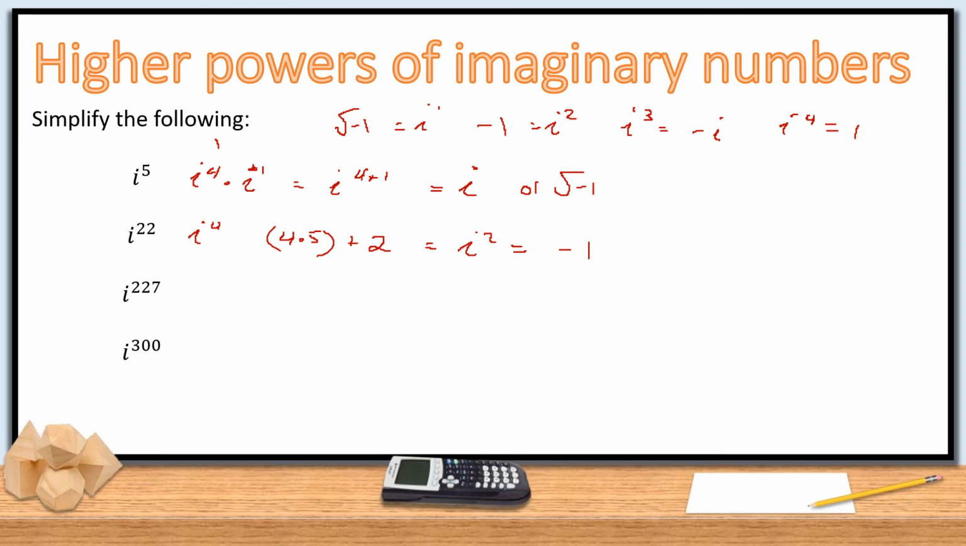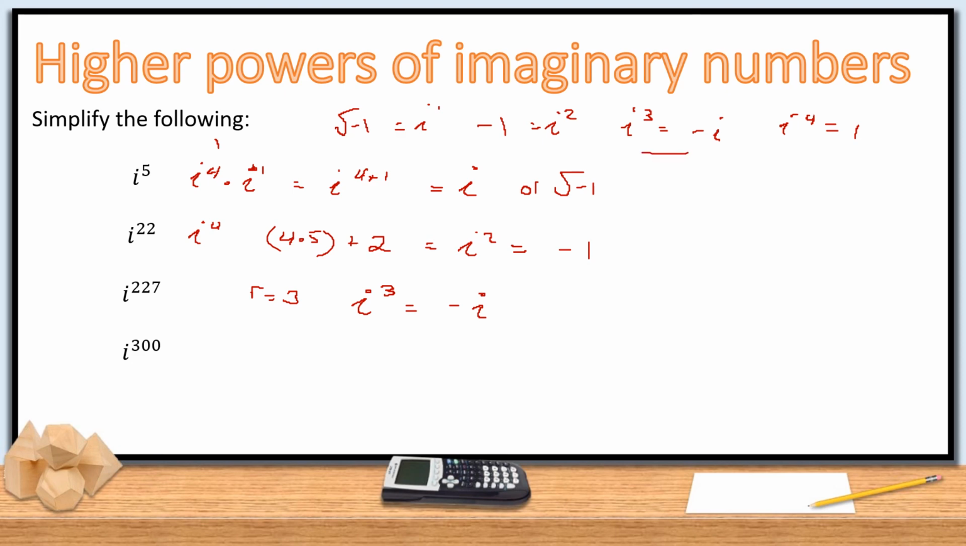i to the power of 227. So we know 200 is divisible by 4, 220 is divisible by 4, so 224 is divisible by 4, which means there would be a remainder of 3. So this would be i to the power of 3 left over, which is negative i. So that's the one up here.